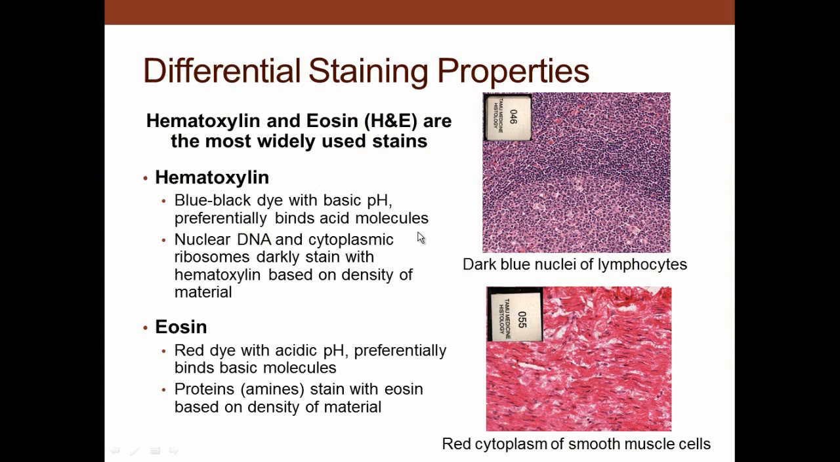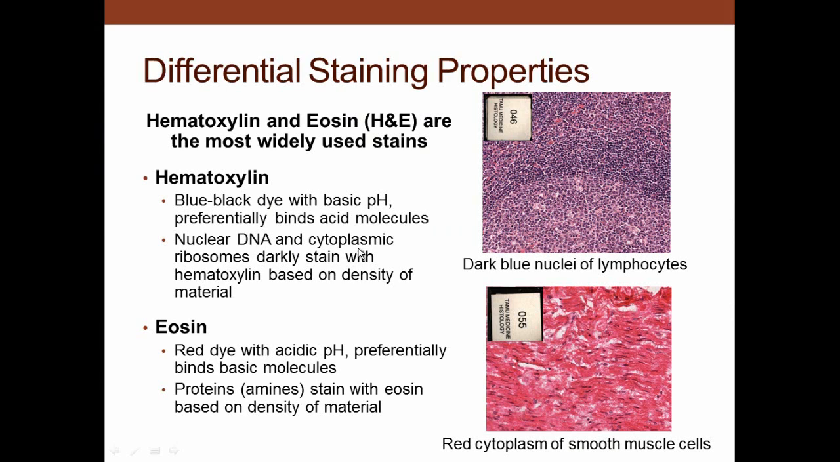And we can see there are different types of stain. We got hematoxylin and the eosin are most common, and that's what we see here and here. Hematoxylin is a blue-black dye for basic pH. So in other words, it binds nucleic acids.